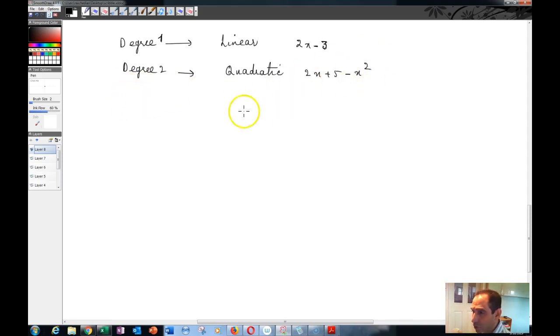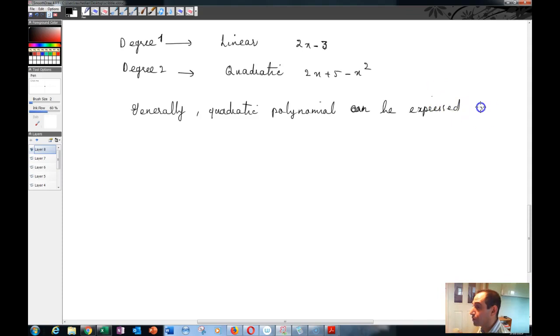And if you want a general way to represent quadratic polynomials, they can be expressed as ax squared plus bx plus c, where a, b, and c belong to the set of real numbers, and a is not equal to 0. If a is equal to 0, then this whole term goes to 0, and you will have a first degree polynomial, which is not quadratic anymore.